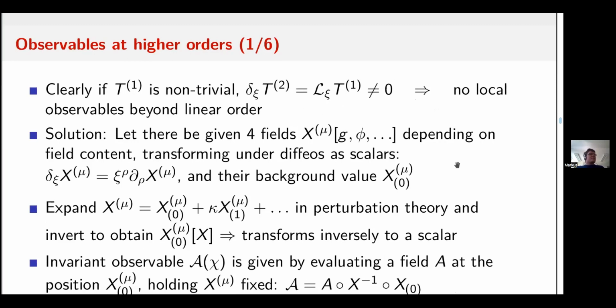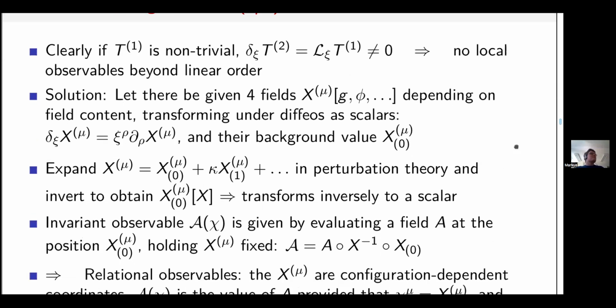And the solution is, in fact, quite simple, I would say, once you actually know it. So with hindsight, it's always simple, of course. So let me explain how you can solve this problem, and then tell you why this is useful. So I give a recipe for the solution. I take 4 fields, which I call X^mu. They depend on the metric. They might depend on matter fields, scalar fields, whatever you have in your theory.